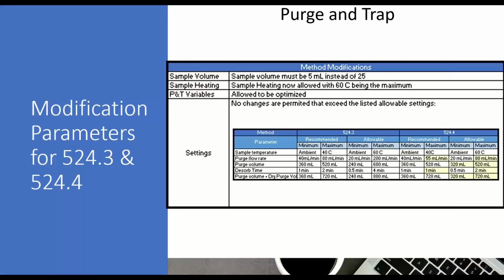Here's a convenient table showing the modification parameters, both recommended and allowed, for 524.3 and 524.4. All methods recommend a purge gas flow of 40 milliliters per minute, but 524.2 was a little stricter in that the purge had to be for 11 minutes and the desorb had to be for 4 minutes. You cannot change these parameters. 524.3 and 524.4, however, allow for more flexibility to modify your purge and trap conditions. Here we can really see that and compare the 5 key parameters which allow users to optimize their ideal purge and trap parameters. The box highlighted in yellow demonstrates the difference in 524.3 and 524.4 recommended range and allowable range when using nitrogen.